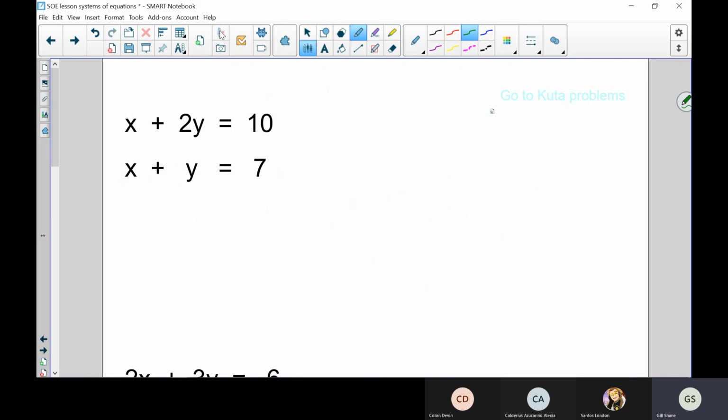So again, what's our question we're asking from the very beginning? Same number, opposite sign. Do I have the same number in front of one of those variables? No. Yes. Where? Tell me where. Yeah, there is. Yeah, we do.